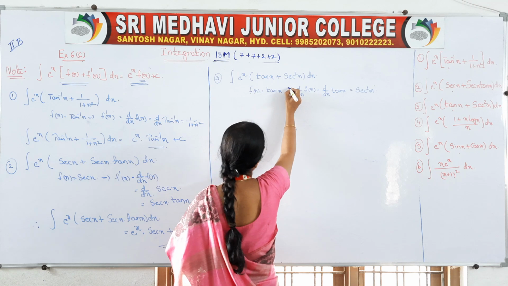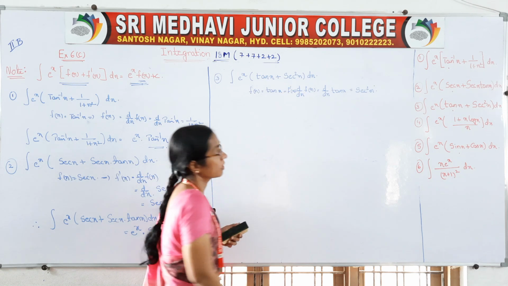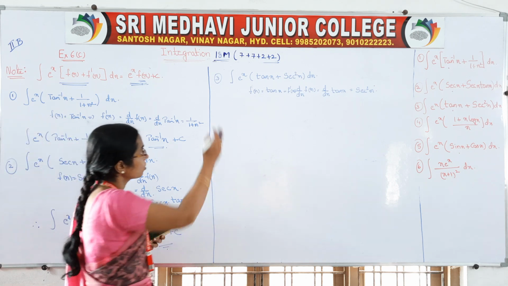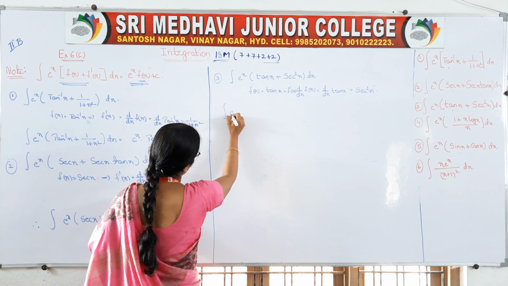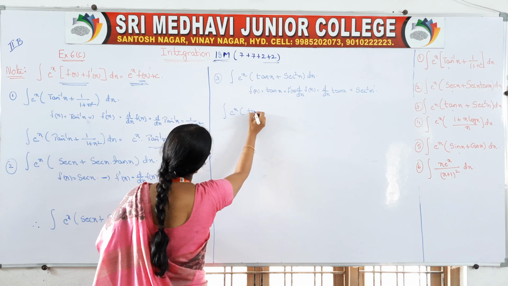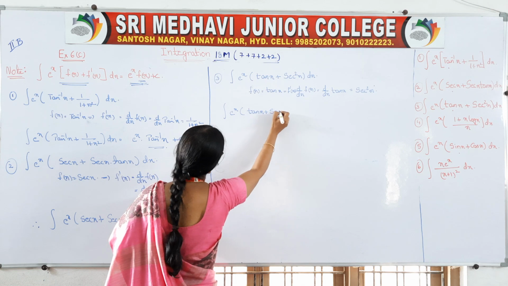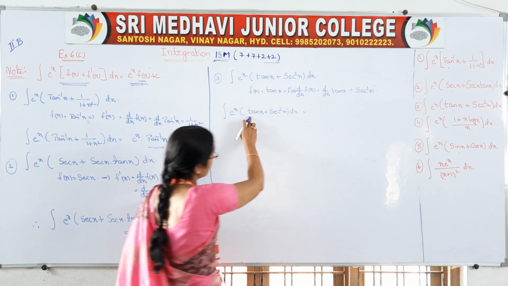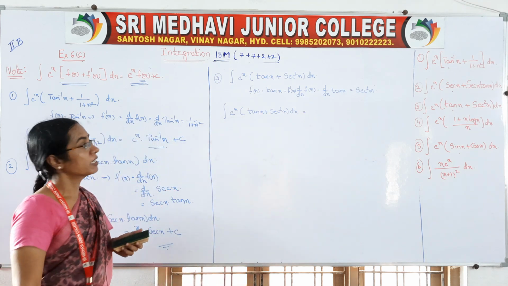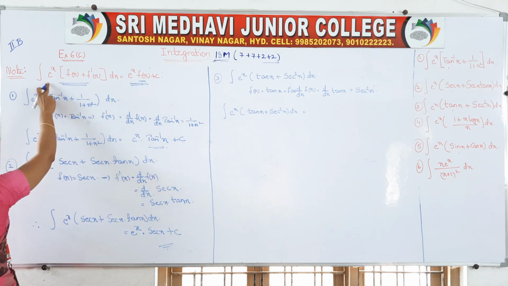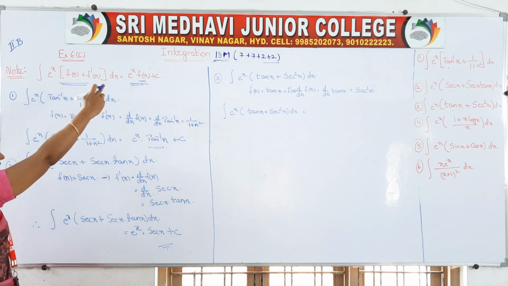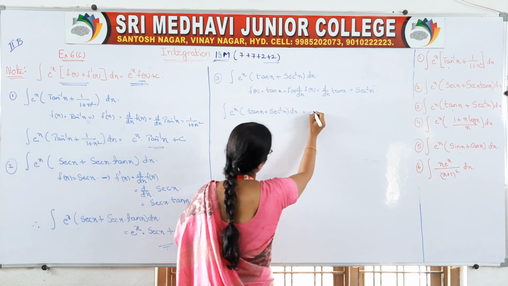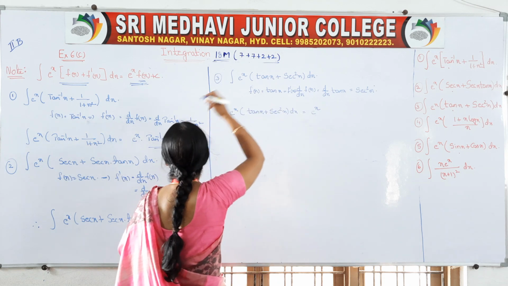Okay, so this is your f'(x), right? This is your f'(x) is equal to sec²x. So therefore your question, the integral of e^x (tan x + sec²x) dx is equal to, what is this? This is f(x), this is f'(x). So whenever in the problem it is the integral of e^x (f(x) + f'(x)) dx, we can write that value as e^x into f(x). So it is e^x into f(x).